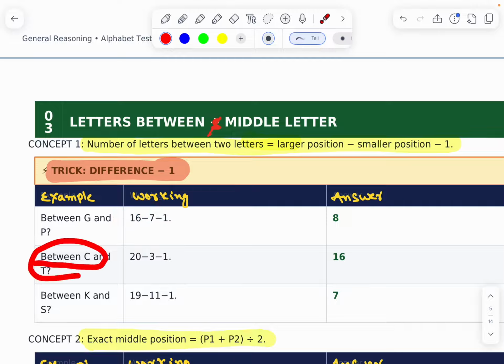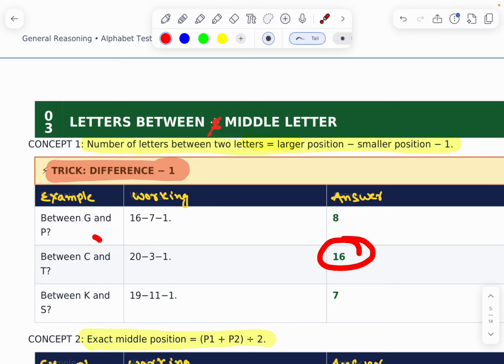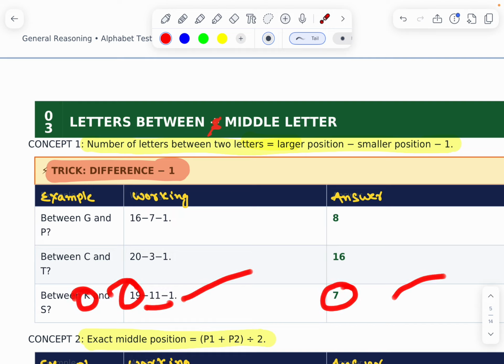How many letters between C and T? T is equal to 20. 20 minus 3 minus 1, that is equal to 16 is the answer. Therefore, 16 letters between C and T. How many letters between K and S? S is equal to 19. 19 minus 11 minus 1. Therefore, the answer is 7.